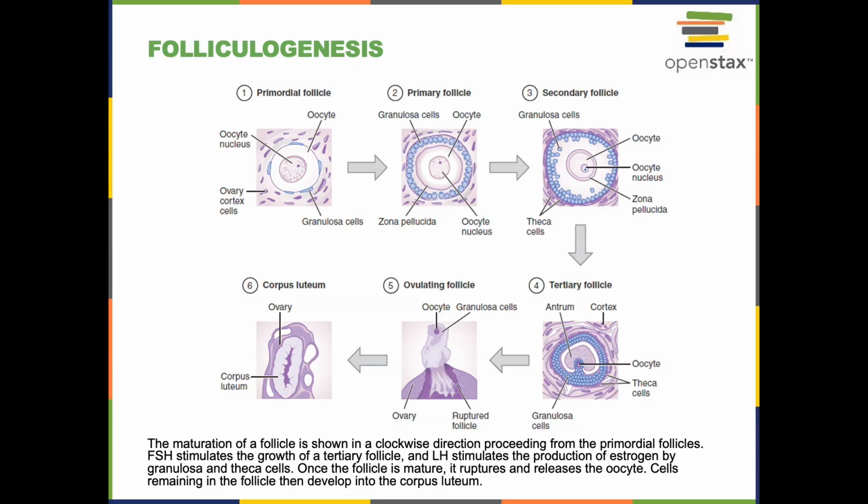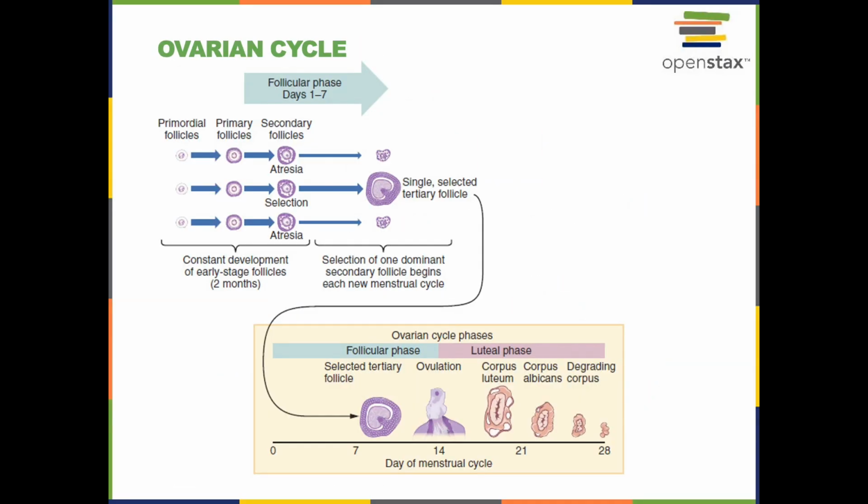After ovulation, the remnant of the follicle that stays inside of the ovary matures into a structure known as the corpus luteum. Some estrogen and a large amount of progesterone will be produced by the corpus luteum. The ovarian cycle is a roughly 28-day cycle that's divided into 3 phases.